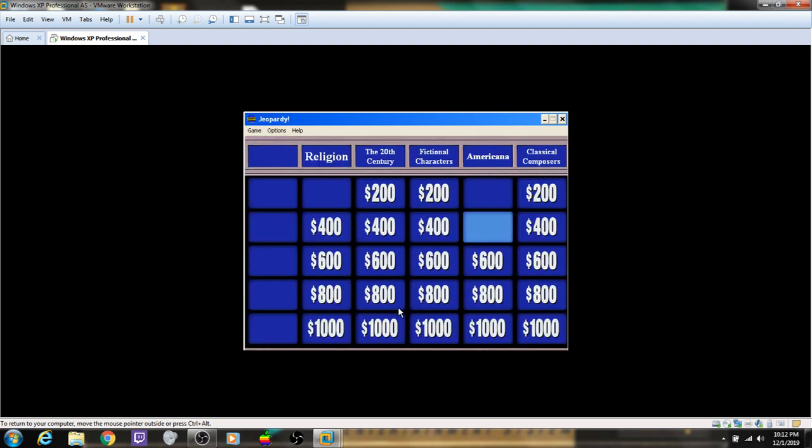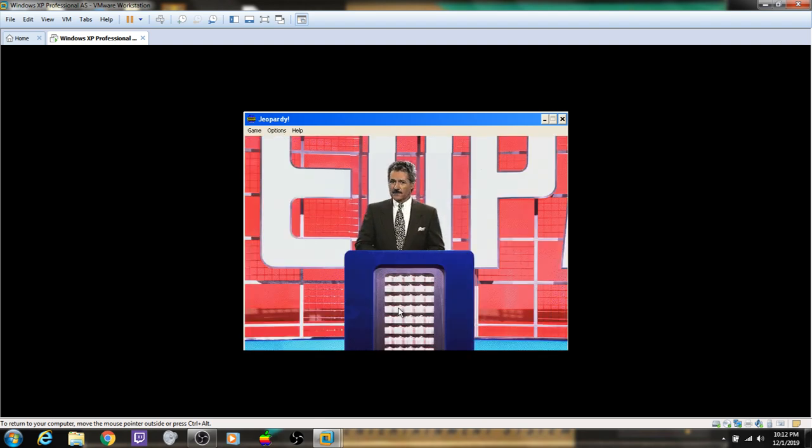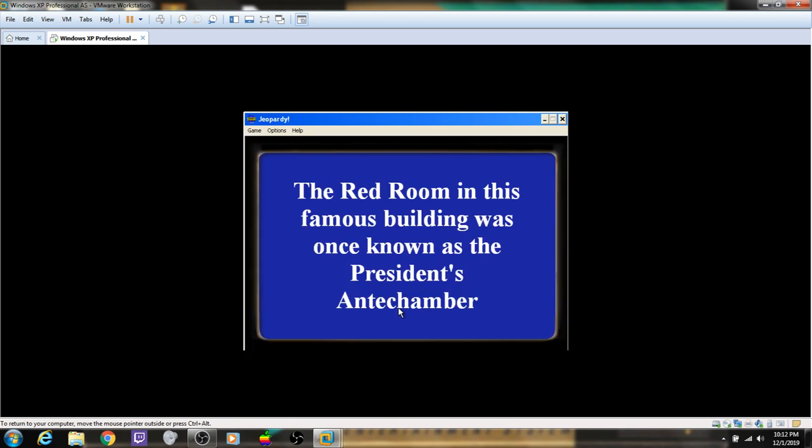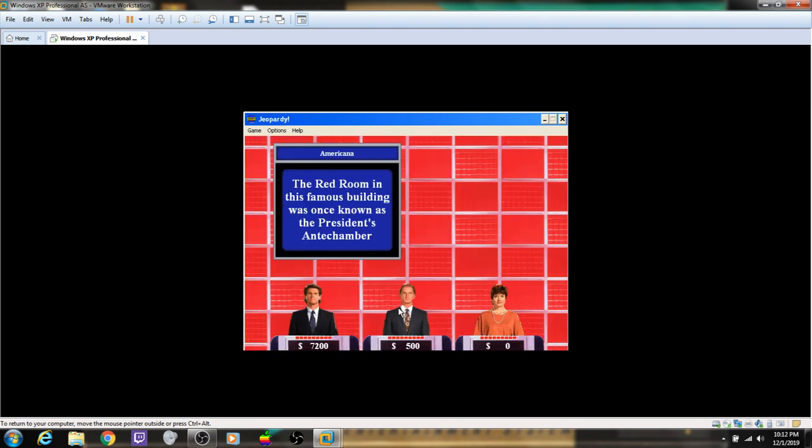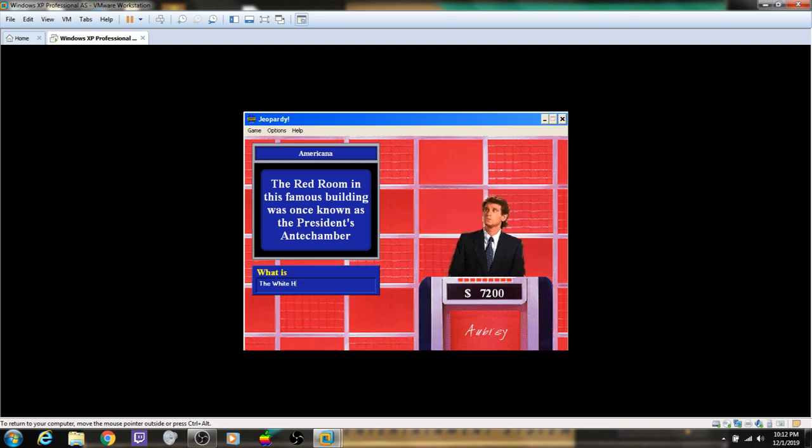Contestant number 2. Here's the clue. The Red Room in this famous building was once known as the President's antechamber. Sorry about the sneeze there. Contestant number 1: What is the White House? You are correct.